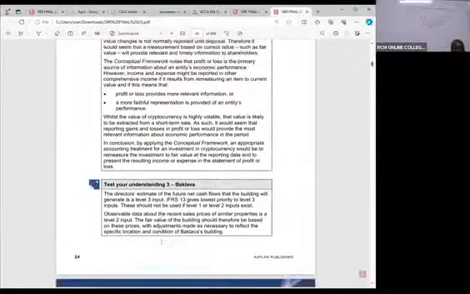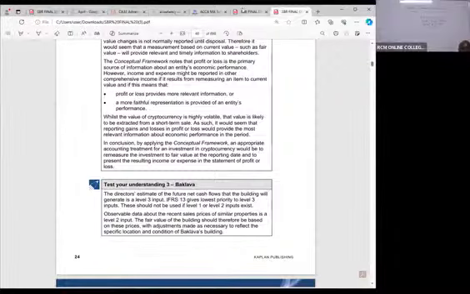So baklava is here. The director's estimate of the future net cash flows that the building will generate is a level 3 input. IFRS 13 gives lowest priority to level 3 inputs. This should not be used if level 1 or level 2 inputs exist. Observable data about the recent sales price of similar properties is a level 2 input. The fair value of the building should therefore be based on these prices, with adjustments made as necessary to reflect the specific location and condition of baklava's building.